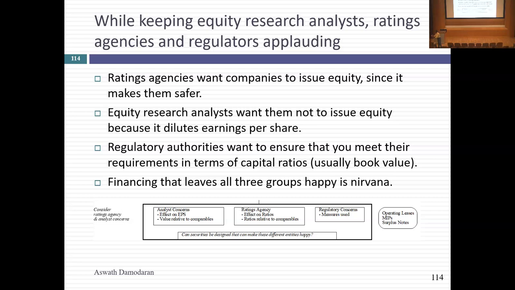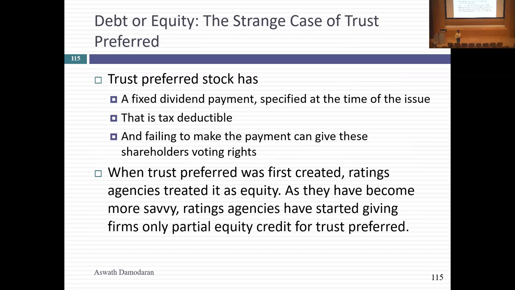So I'll give you the strange and weird example of a security that was created in the early 90s precisely for this reason, to keep different groups convinced that they were getting the best of all worlds. It's called trust preferred stock. Now, without any judgment, I'll describe trust preferred, and you tell me whether you put it in the debt column or the equity column. Remember the criteria you go for: debt, fixed payment, tax deductible, loss of control.